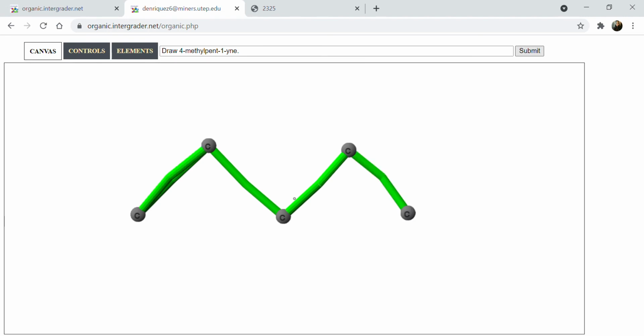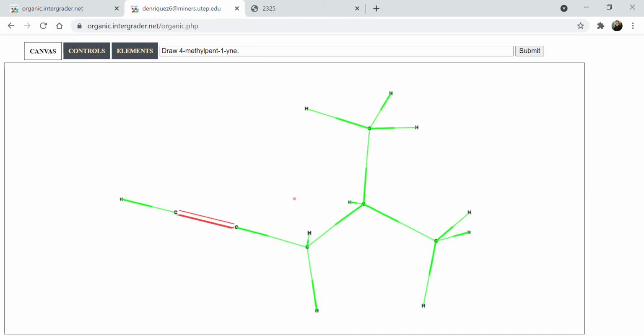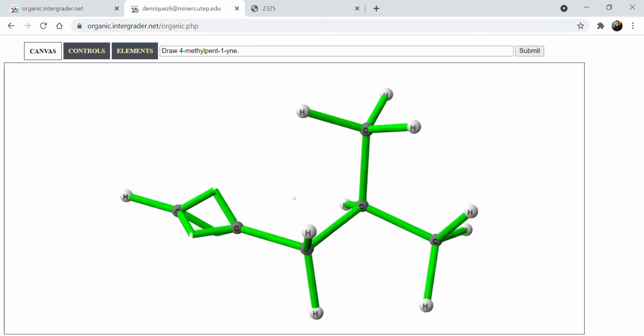Okay, start by drawing the pentane 1-yne, so I'll do my triple bond going 1 to 2, and then draw my methyl at the 4 position, add my hydrogens, 1, 2, 3, 4, 5, just making sure I have the right amount, and that should be good.